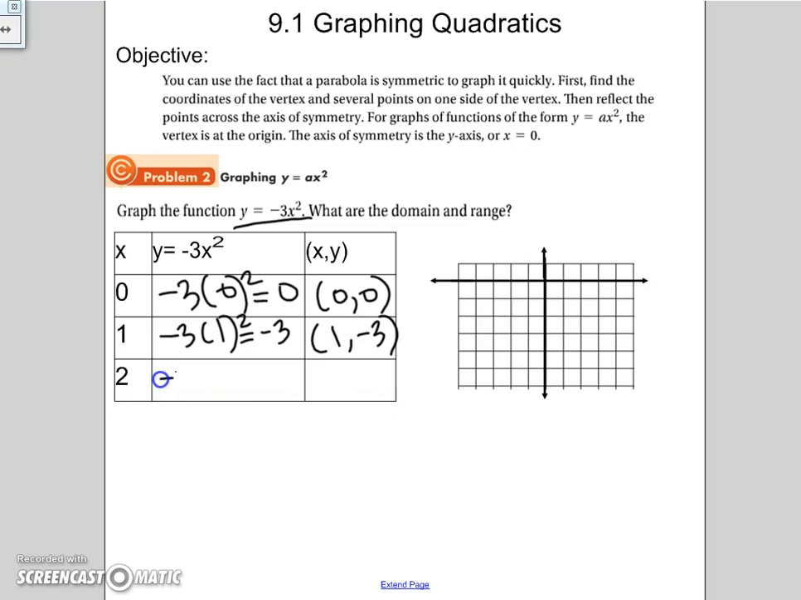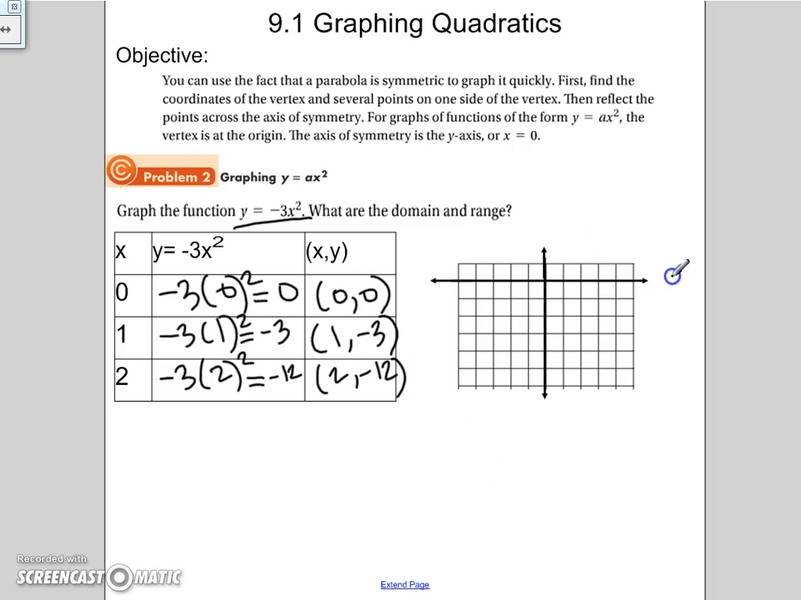Okay, continuing on, plugging in 2 for x. 2 squared is 4 times negative 3 gives us negative 12. So our next point is 2, negative 12. Okay, I only have 3 points here. I'm going to go plot those now.